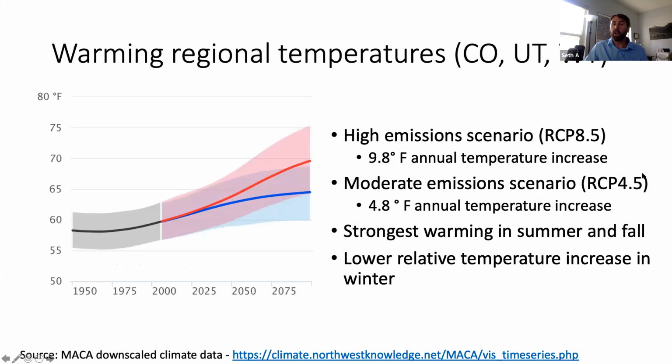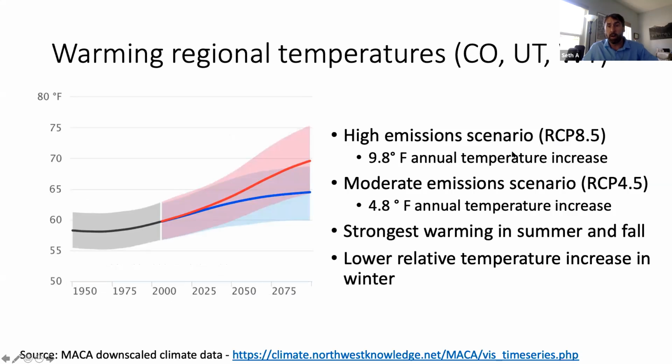So I want to first start with looking at the basic climate parameters, really what we need to talk about first before talking about water supply or drought. And that starts with temperatures. This figure here shows climate projections for Colorado, Utah, and Wyoming through the 21st century.